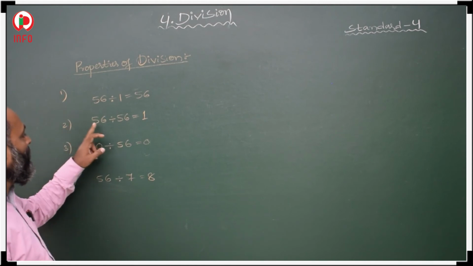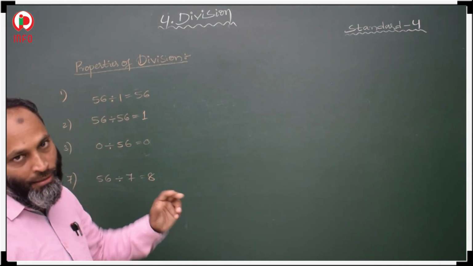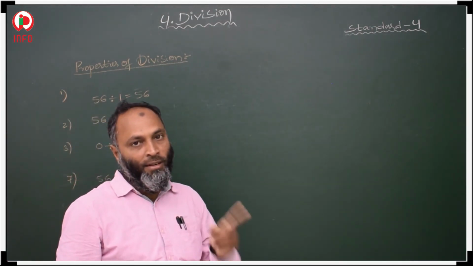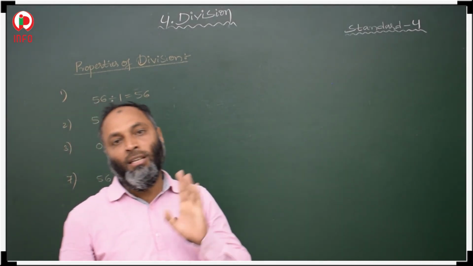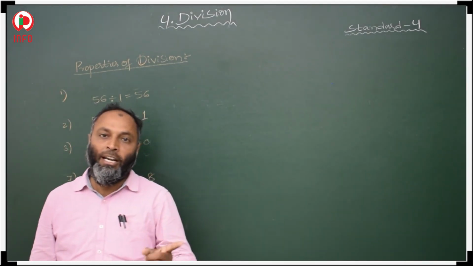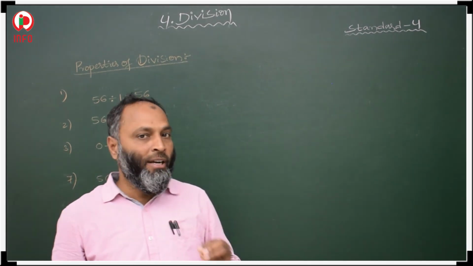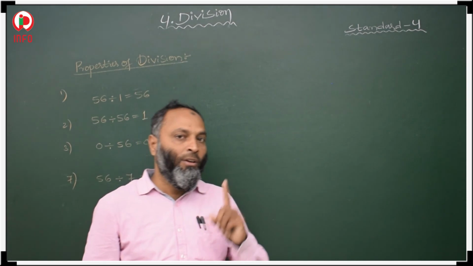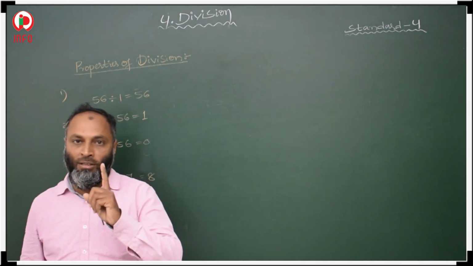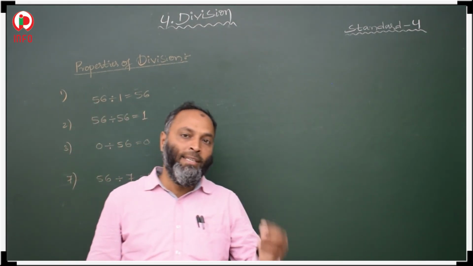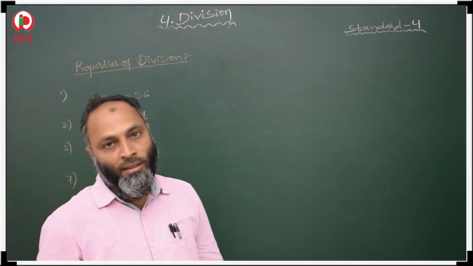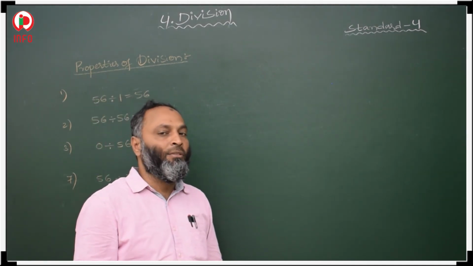Next, a number divided by itself, then we will get 1 as the answer, 1 as the quotient. 10 divided by 10, the answer is 1. 100 divided by 100, the answer is 1. 4 divided by 4, the answer is 1. The number divided by itself, the answer is 1.